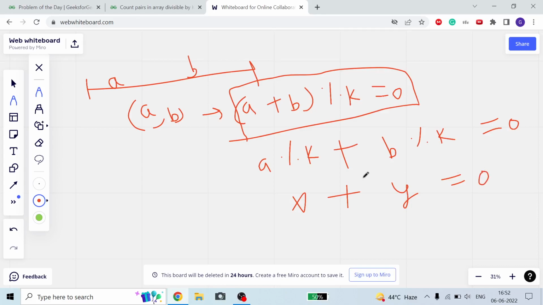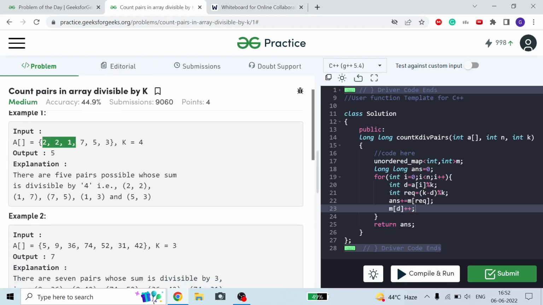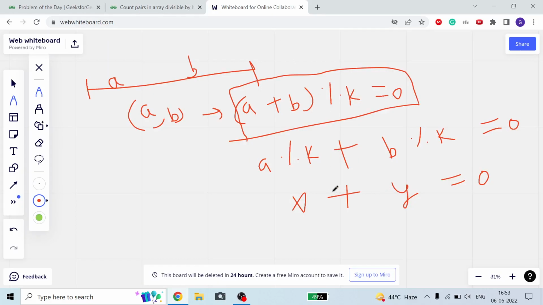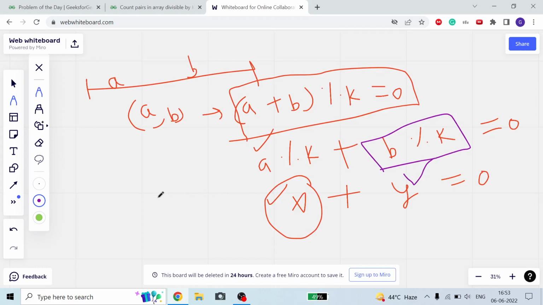Now guys, for each number in our array we can find out its modulo with k. Means 2 modulo 4 is equal to 2, 2 modulo 4 is equal to 2, 1 modulo 4 is 1, 7 modulo 4 is equal to 3, 5 modulo 4 is equal to 1, 3 modulo 4 is equal to 3. So for each number a we know what modulo x will be. Now what we have to do is find the total number of b's whose modulo is the required one.